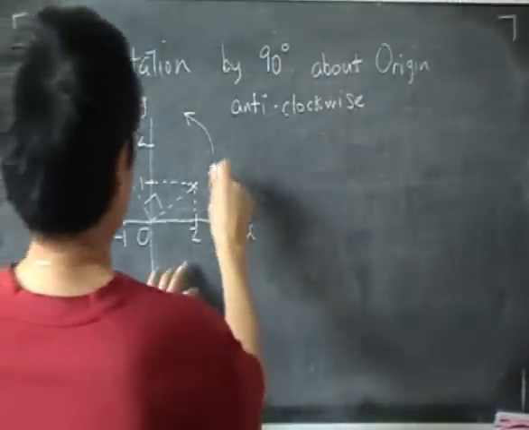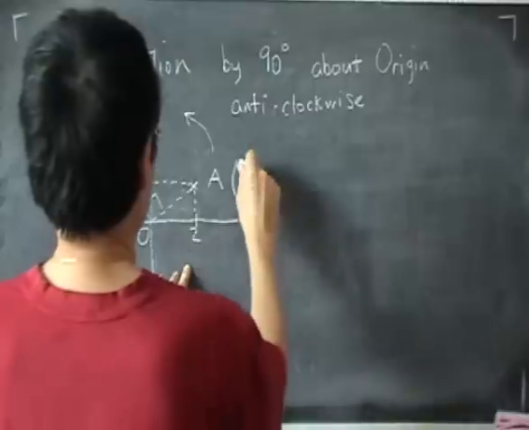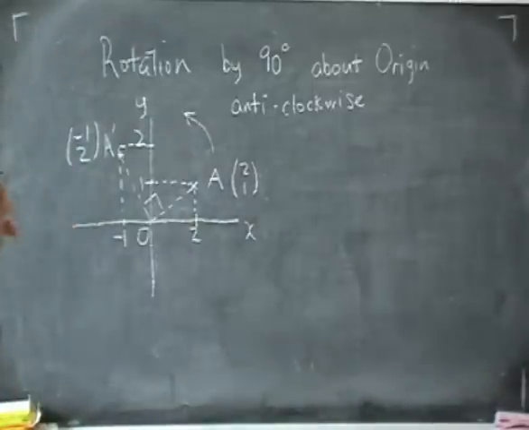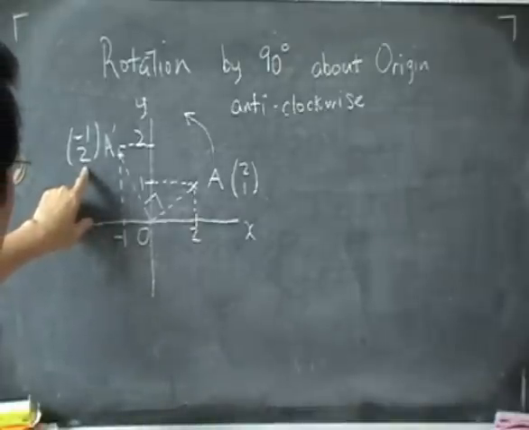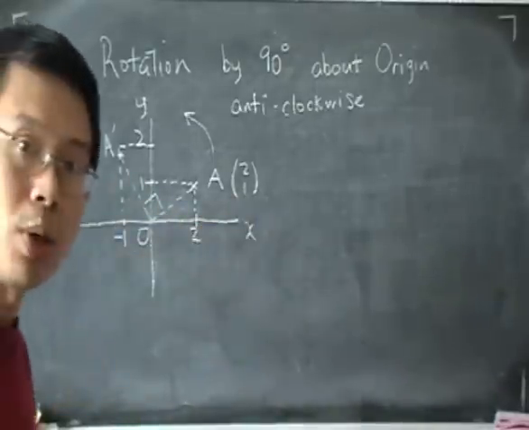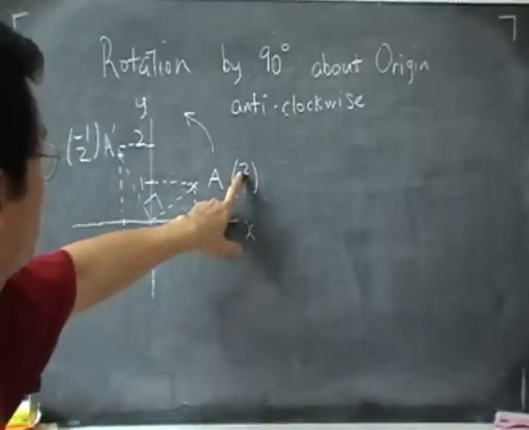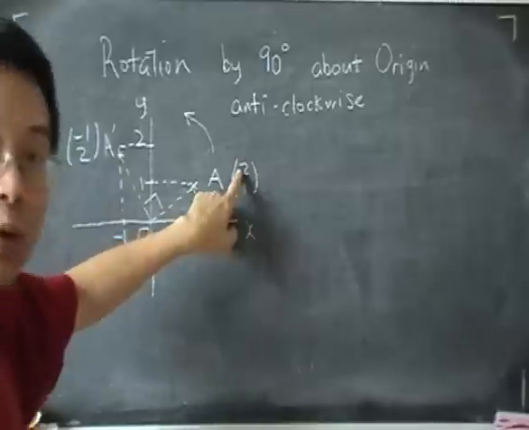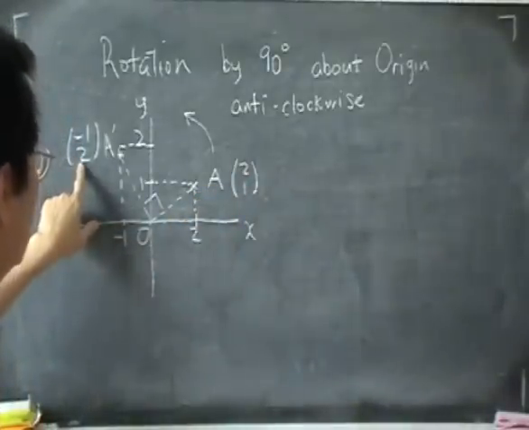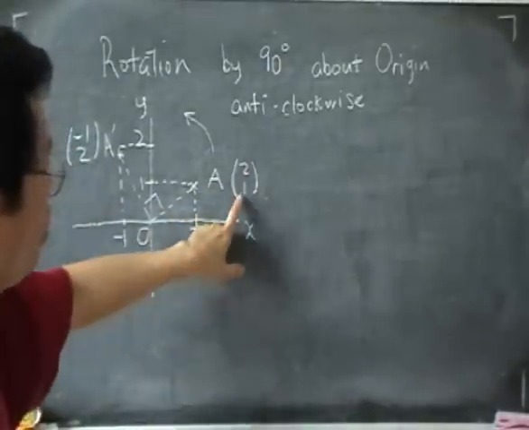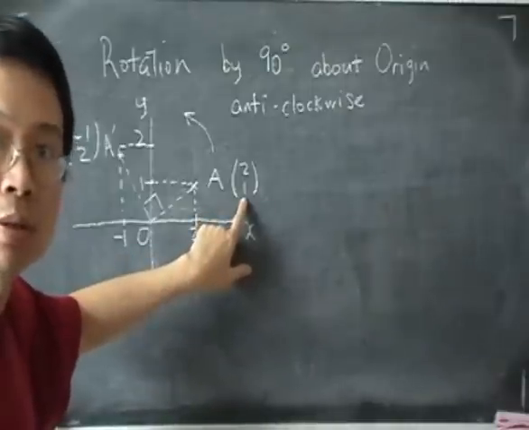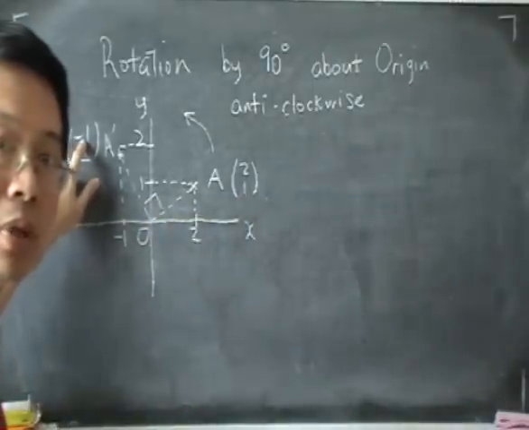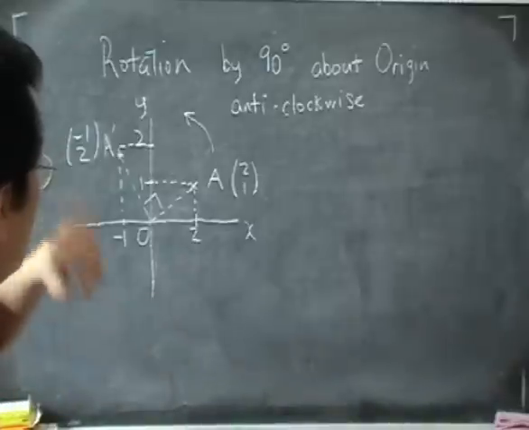Okay, this is A, and coordinates are 2 and 1. So what we see here is that if we start from 2, 1, the answer becomes -1, 2. So what actually happens is that the x value of 2 becomes the y value in the image, and the y value of 1 becomes minus of the y value at the image. So that's one way to think about it.